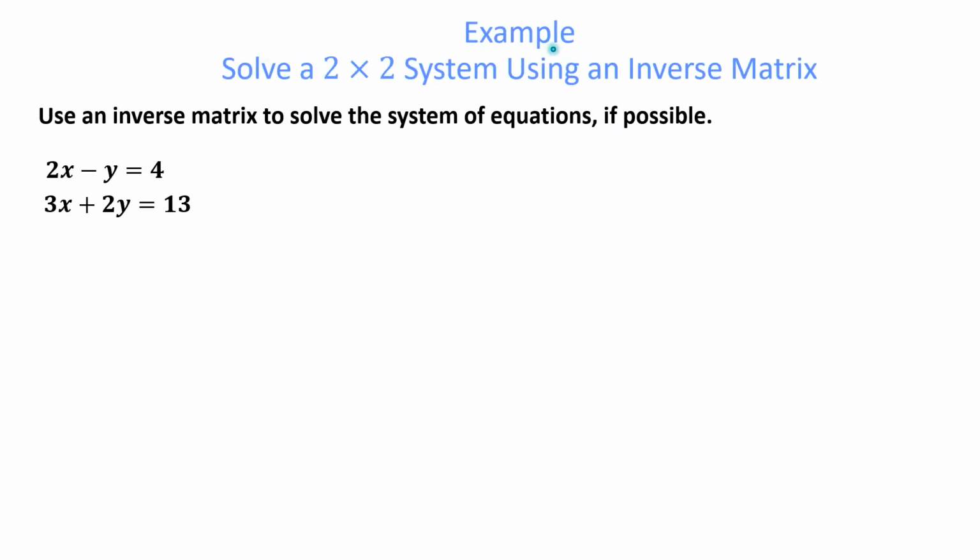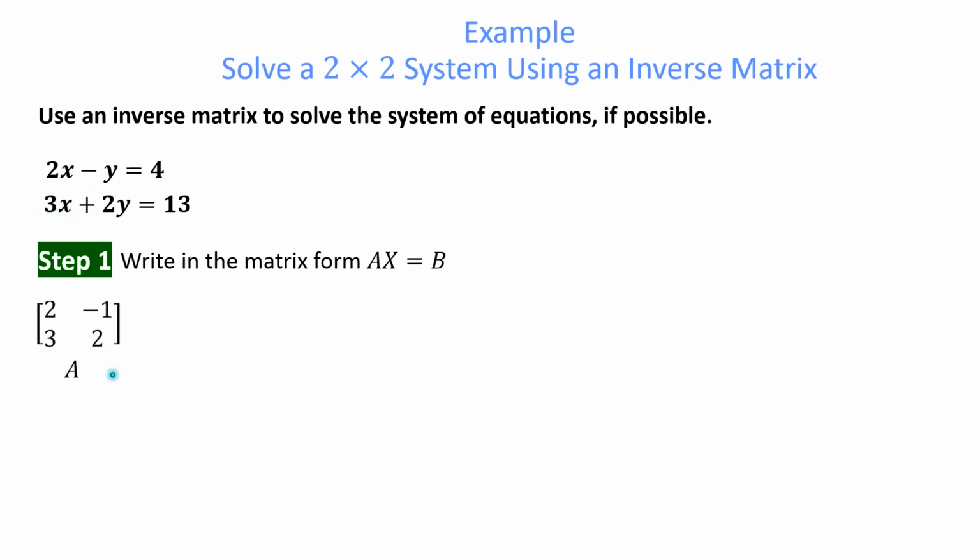So in this example, we're asked to use an inverse matrix to solve the system of equations if possible. So here is our system of equations. Now our first step is to write what we have here in matrix form, so AX equals B. Now if we recall, A is the coefficient matrix, so the coefficients here are 2, -1, 3 and 2, and I can write that down over here.